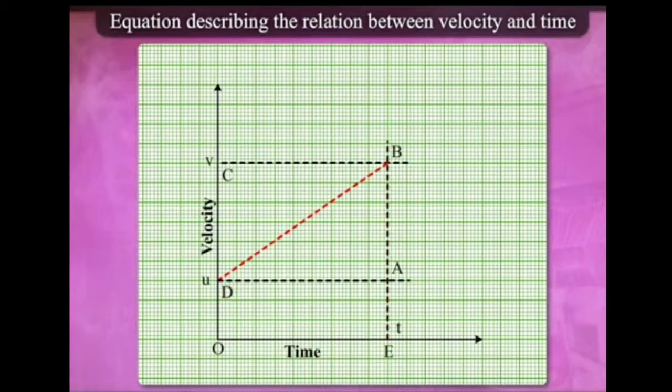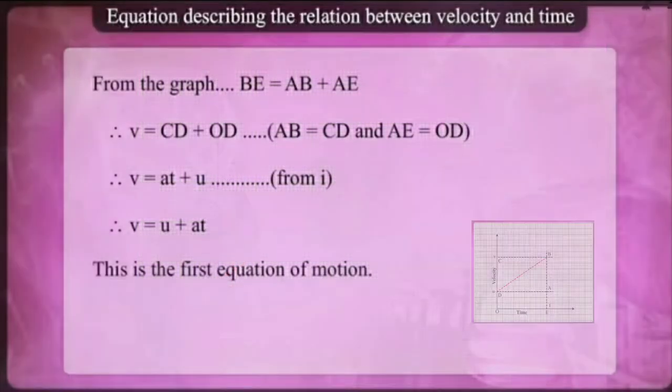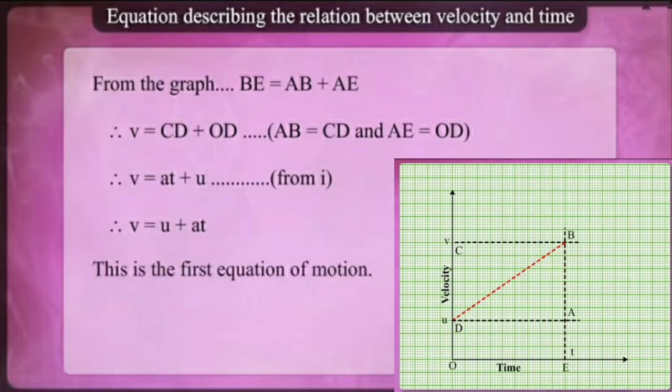Now children, if we draw a line parallel to y-axis passing through point B, this will cross the x-axis in E. Yes, you can see this on your graph. Now draw a line parallel to x-axis and passing through D. So this will cross the line BE at A. Yes. Now from this graph, we can say that BE is equal to AB plus AE.